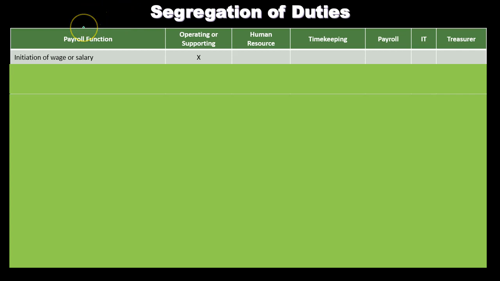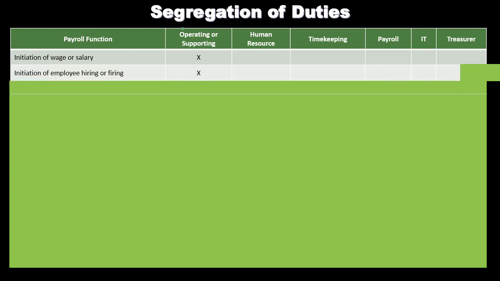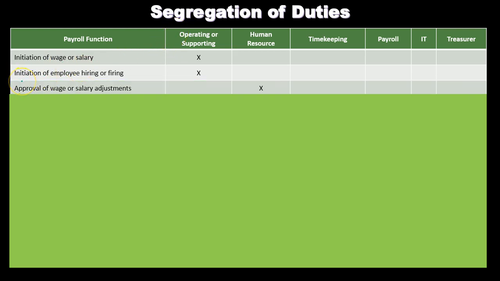So we're going to have over here the functions, and then the departments involved in them: operating, supporting, human resources, timekeeping, payroll, IT, and the treasurer. So the initiation of wage and salary is going to be by operating and supporting. Then we have the initiation of employee hiring and firing. That's also going to involve the operating and supporting activities. We have the approval of wage or salary adjustments. The approval of the adjustments is then done separately, by human resources.